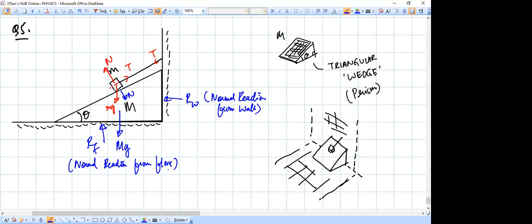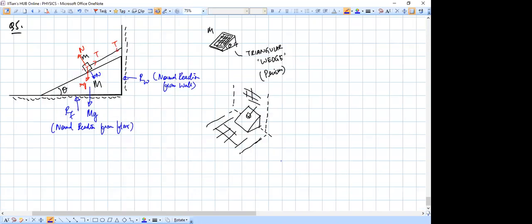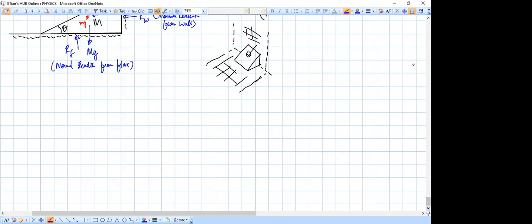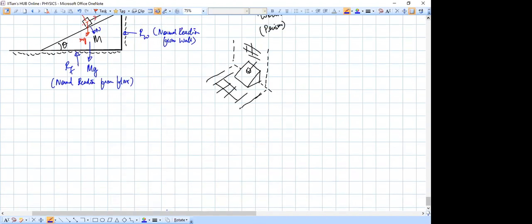Now you make the two free body diagrams, one for the smaller block and the other for the wedge, and you should be able to solve it from that. So the free body diagram for the block: it's lying on this inclined plane, which is making an angle of theta with the horizontal.